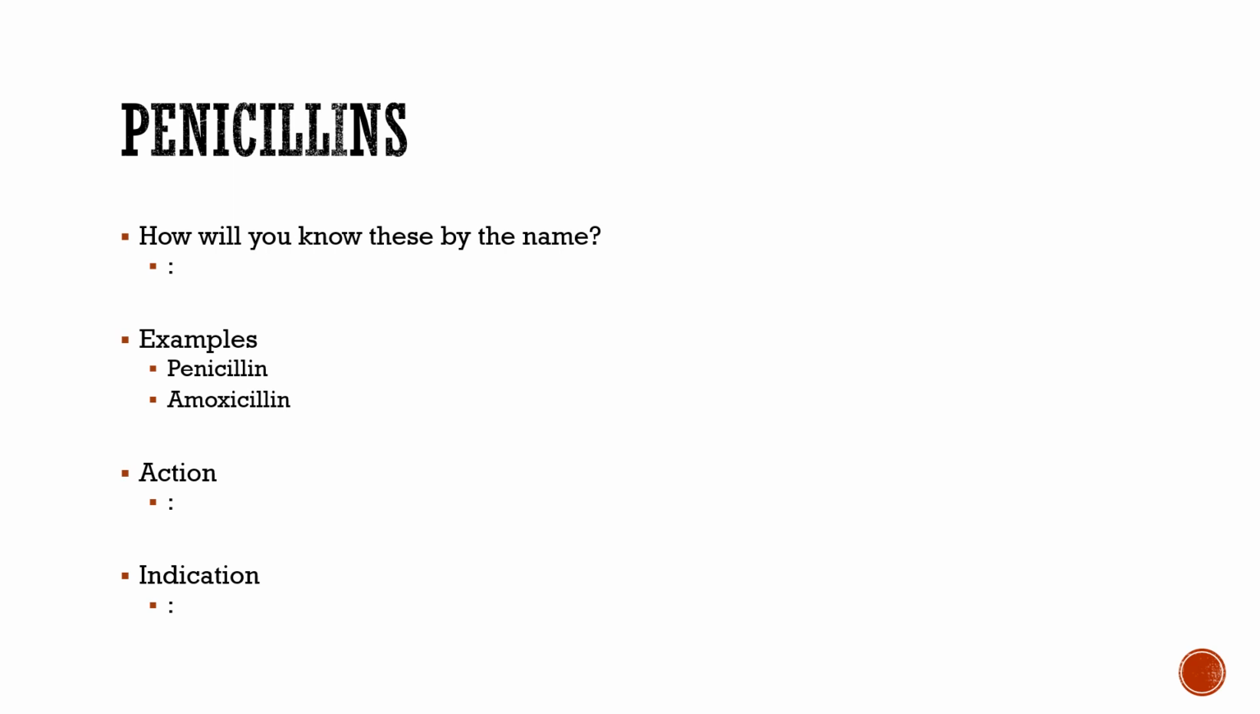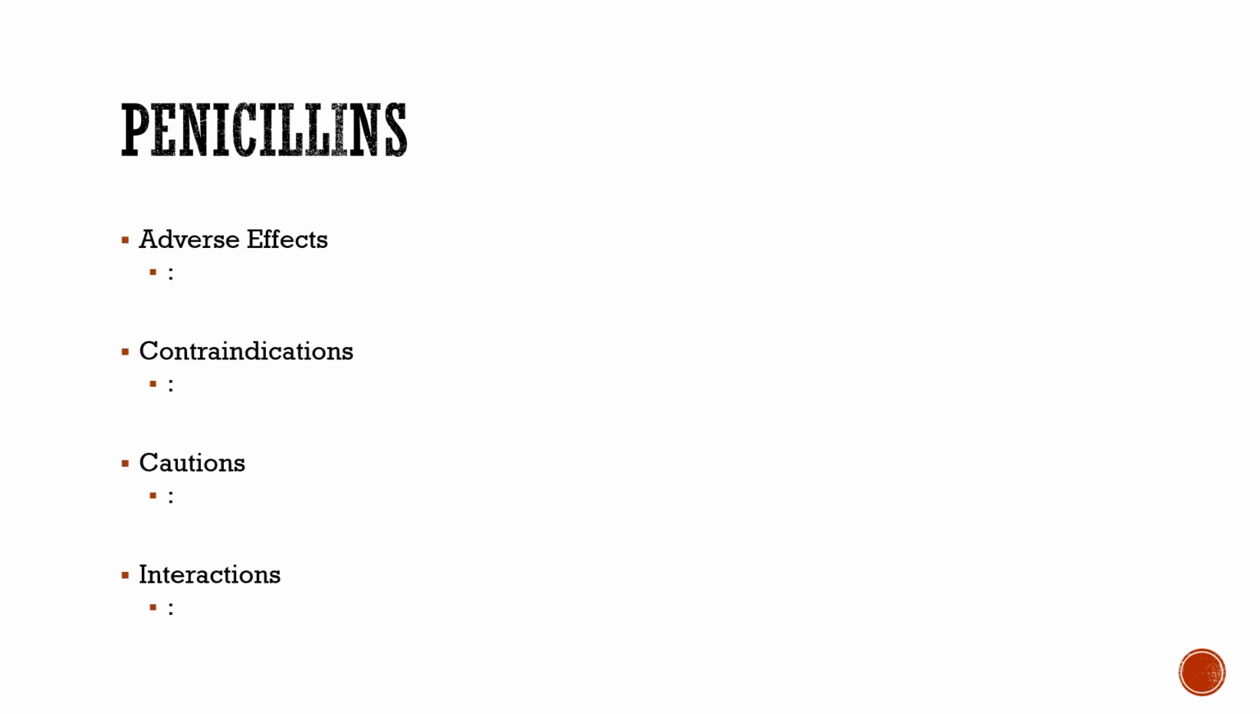These are broad spectrum again, so adverse effects: GI distress, so diarrhea, a very common symptom, and superinfection. I just did the adverse effects on the last slide, but I'm going to do them again just so they're on this slide. GI distress, superinfection, again, they're broad spectrum. So C. diff, yeast infections are common in people that take penicillins, so you'll want to warn them about that.